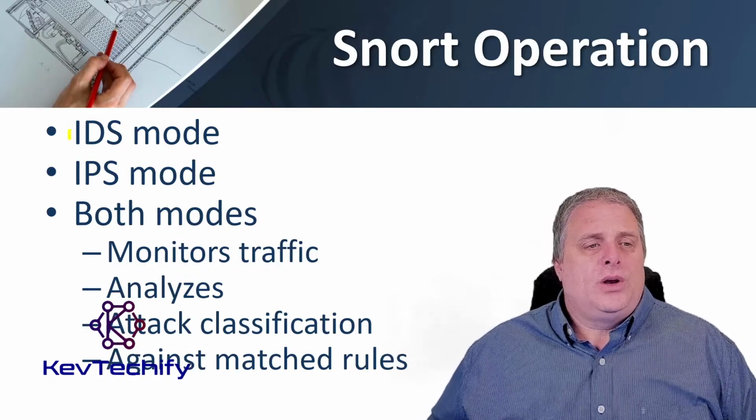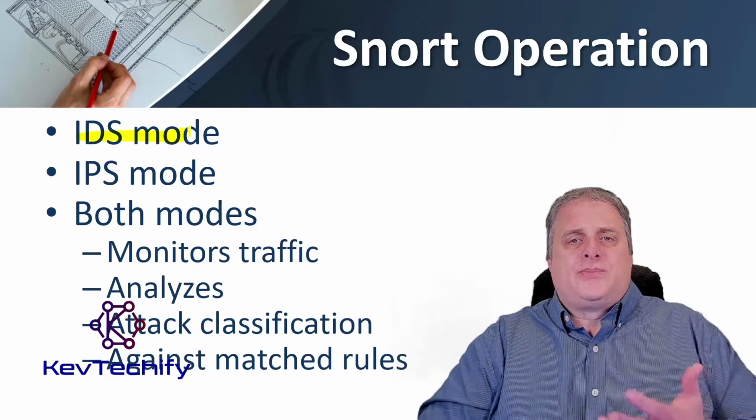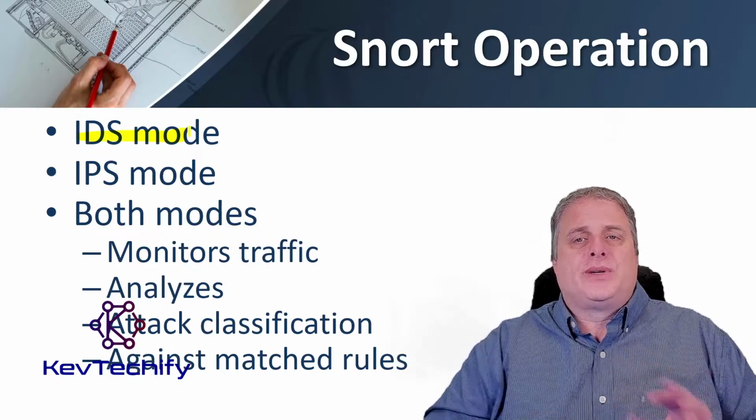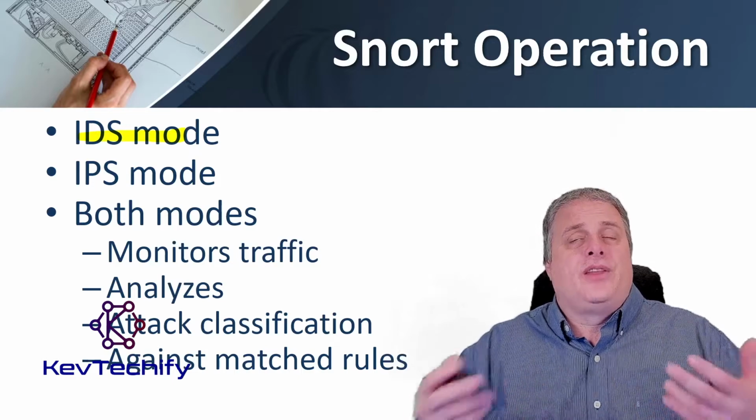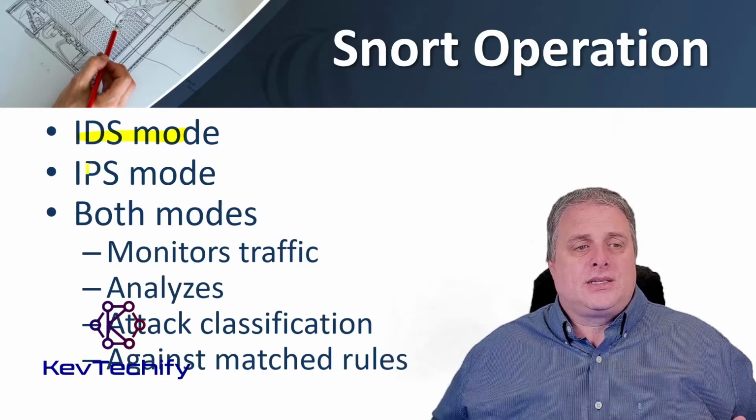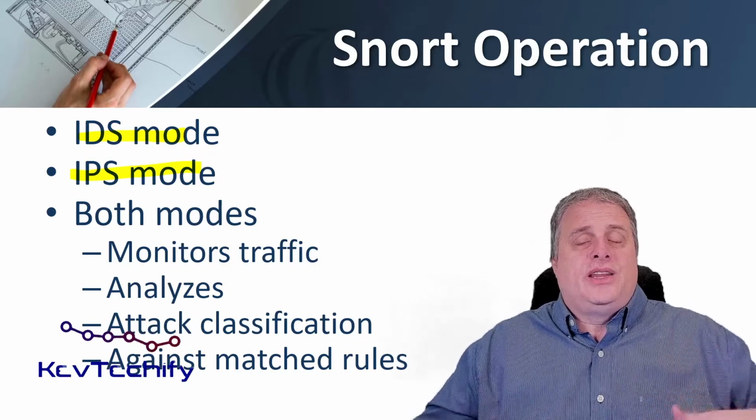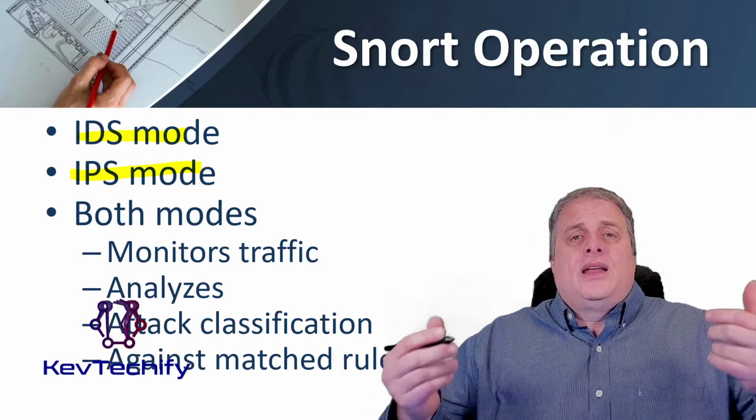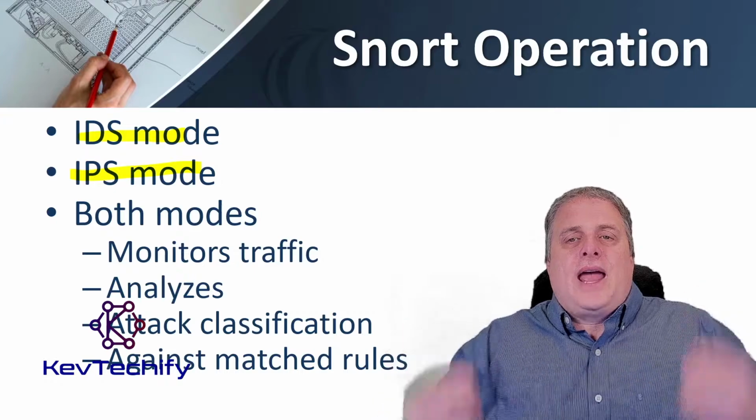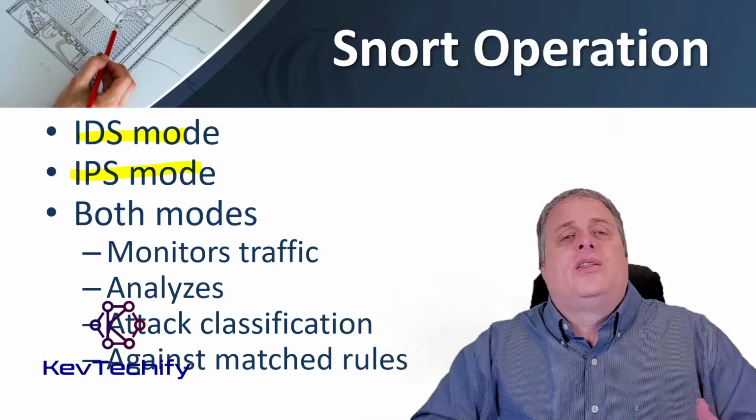Snort can be enabled in IDS mode, intrusion detection system mode, or intrusion prevention mode. In IDS mode, Snort inspects the traffic and reports alerts, but does not take any action to prevent the attack. IPS mode, on the other hand, in addition to all the stuff done in IDS mode, also allows actions to be taken to prevent those attacks.